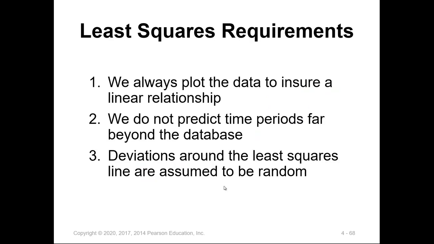To apply the least squares method, we have to plot the data. This ensures a linear relationship. We don't predict time periods far beyond the database, and deviations around the least squares line are assumed to be random.